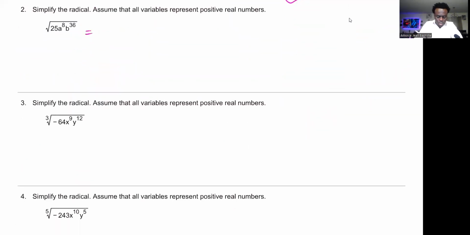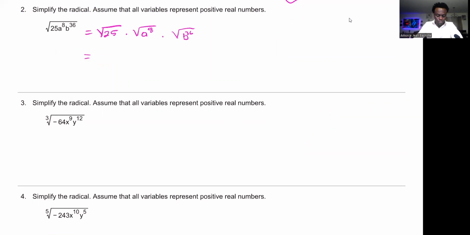We're going to go a little faster. Separate square root of 25 times square root of a to the 8th power times square root of b to the 36th power. And we don't want to forget that any answer that has no type of work to support it will not receive a credit.